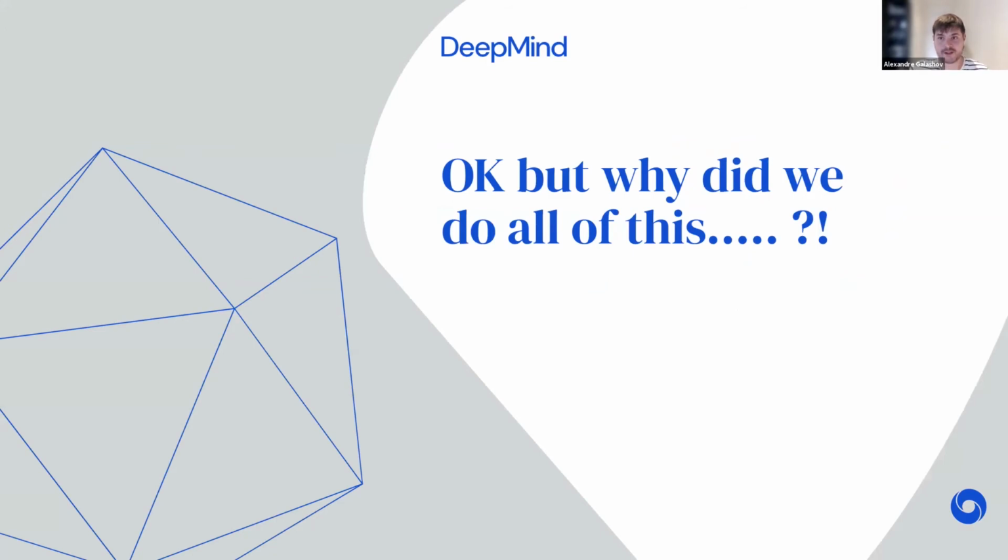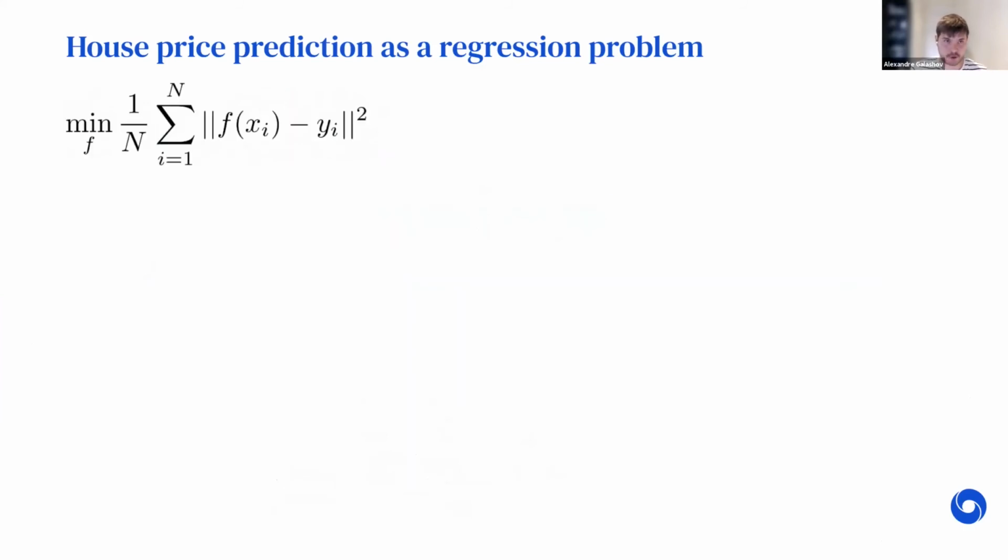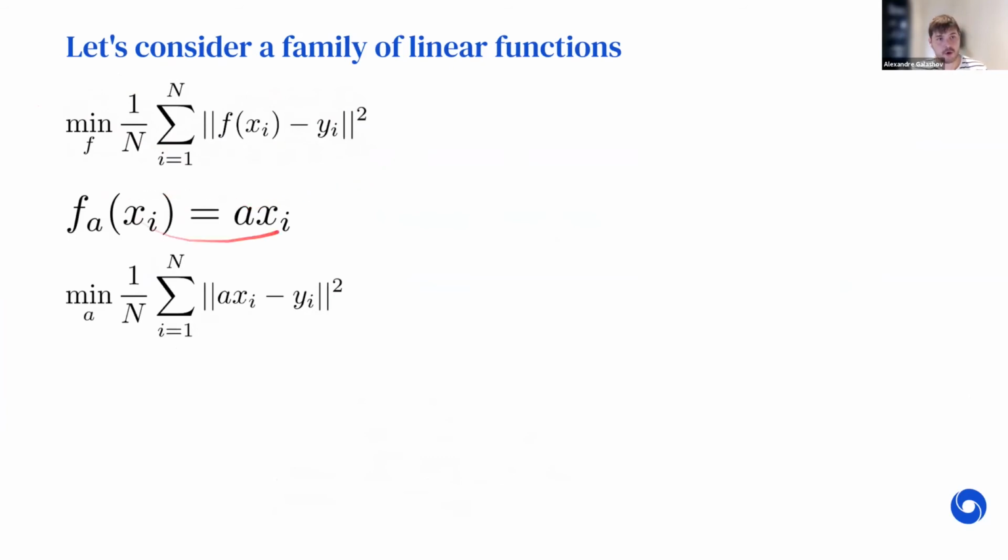All right, now let's try to put it in practice. So let's look again at the regression problem. Let's try to make use of the gradient. So we look at this regression, at this objective, and we'll consider only linear functions. So the functions which for xi give you a times xi. So the problem above will be transformed to the problem here.